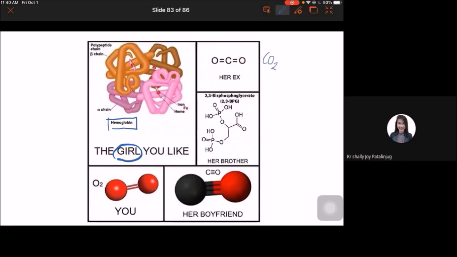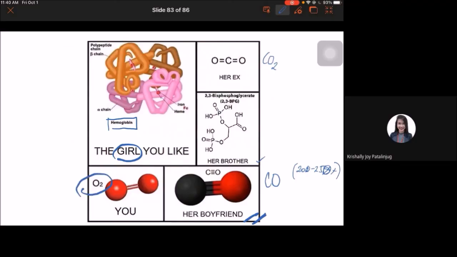This is a negative modulator. It causes lesser affinity. Right? Her brother is the bisphosphoglycerate, another negative modulator. It also causes lesser affinity. Okay? Her boyfriend now, the boyfriend of the girl you like, which is hemoglobin, is carbon monoxide. What is the affinity of carbon monoxide? 200 to 250 times, right? Greater than oxygen. You are just oxygen.